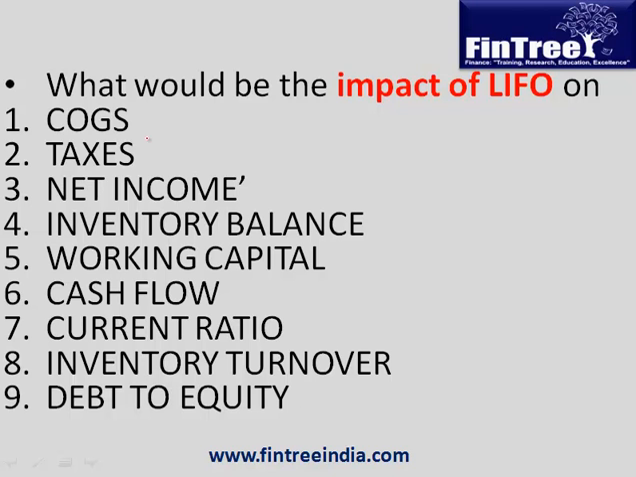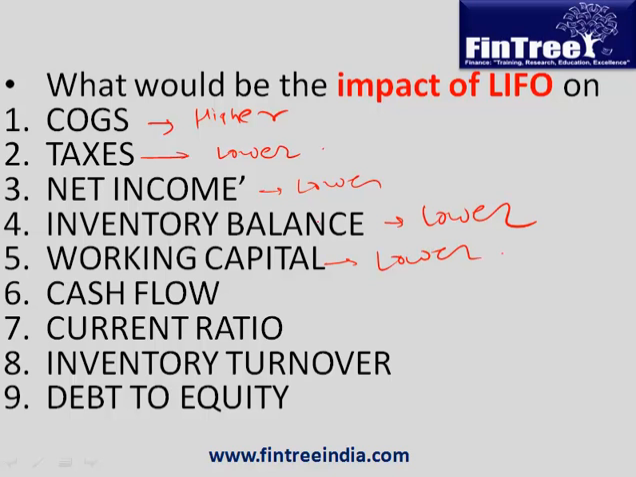Yes, COGS would be higher. We are assuming an inflationary scenario. Taxes would be lower because my profits would be lower. Net income lower. Inventory balance lower. Working capital lower because current assets are lower. Cash flow higher. Current ratio lower because inventory is lower. Inventory turnover higher. Why? Because the numerator is higher, COGS is higher, and the denominator is lower.